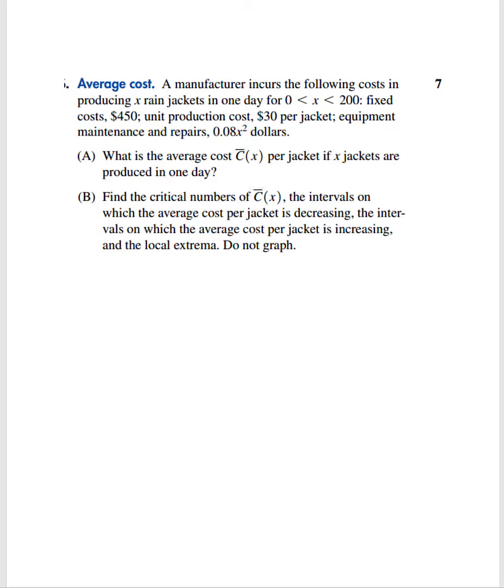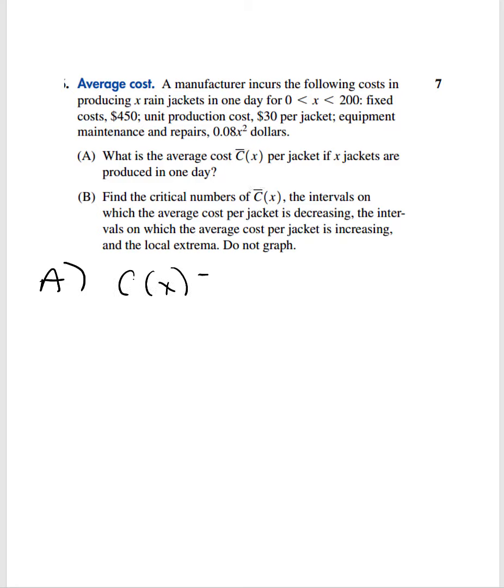Then B says, find the critical numbers of C bar of X, the intervals over which the average cost per jacket is decreasing, the intervals over which the average cost per jacket is increasing, and the local extrema, and we don't have to graph this time. First thing we need to do to be able to find the average cost is start with the cost.